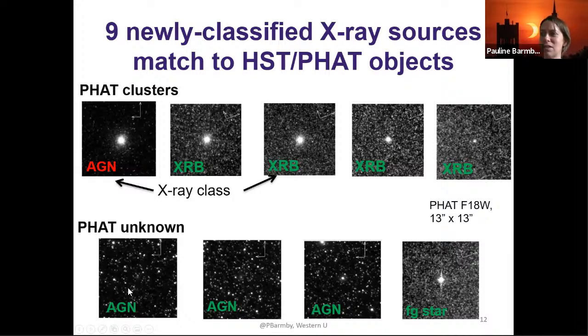If we look at our X-ray classified objects that match with things that were listed by the FAT catalog as unknown, we have three things that are AGN. Maybe there's a faint galaxy in the middle here, maybe not. This one definitely looks like a faint galaxy. And then one where the X-ray classification is foreground star and the HST image also looks like a foreground star. So again, the sample size is small, but the results are reasonably promising.